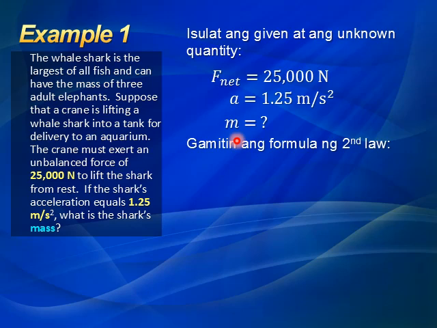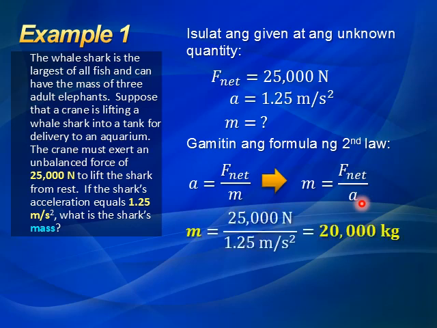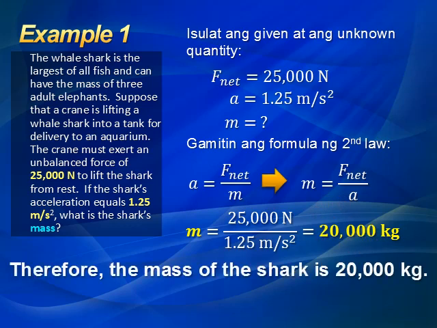So, gagamitin natin yung formula ng second law na A is equal to F net over M. Pero ang hinahanap natin ay mass. So, ang gagawin natin, pagpapalitin lang natin tong M at saka yung A. So, you have M, or the mass, is equal to F net over A. So, pag sinubstitute natin siya, we have 25,000 newtons divided by 1.25 meters per second squared. So, magiging final answer natin is 20,000 kilograms. And so, therefore, the mass of the shark is 20,000 kilograms. So, madali lang siya kasi three variables lang naman yung involved dito sa ating equation.